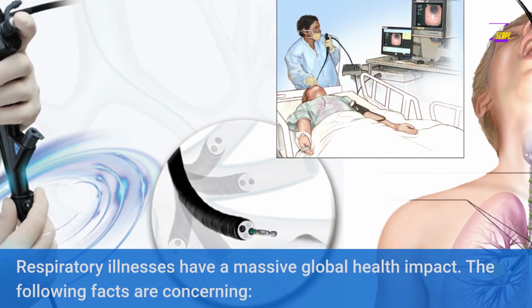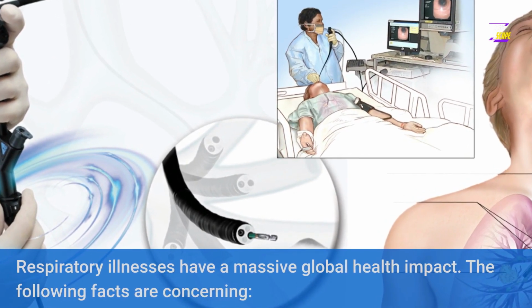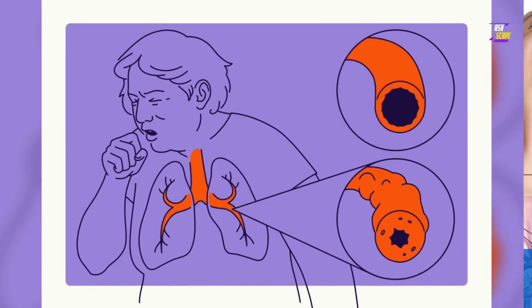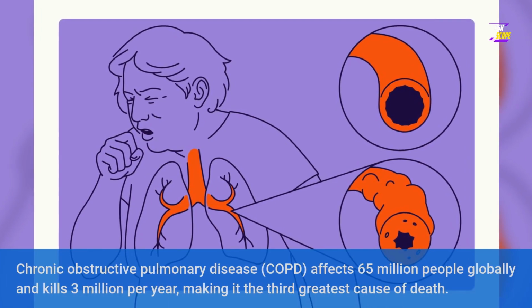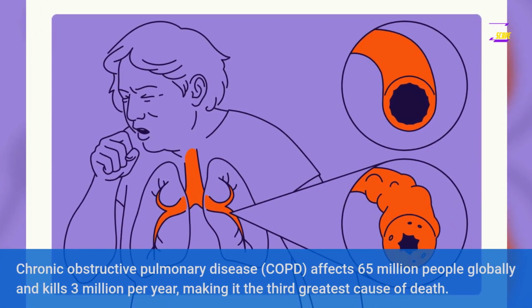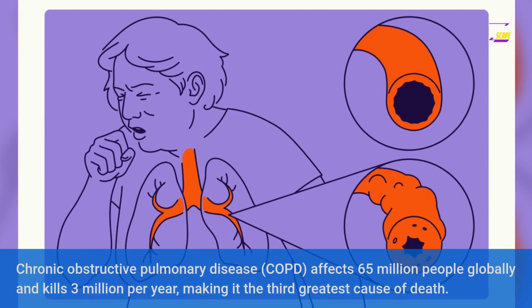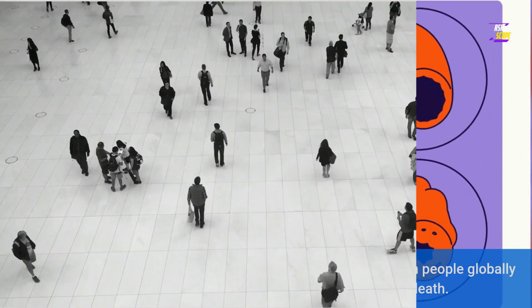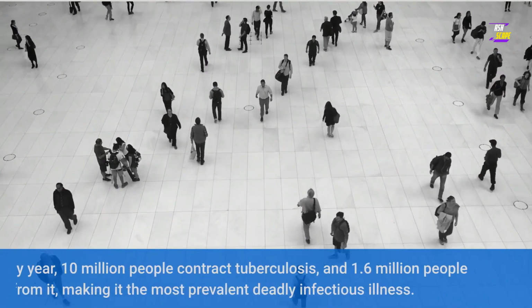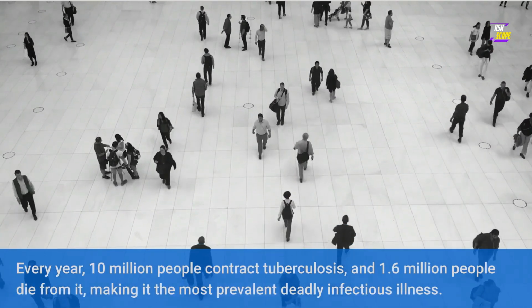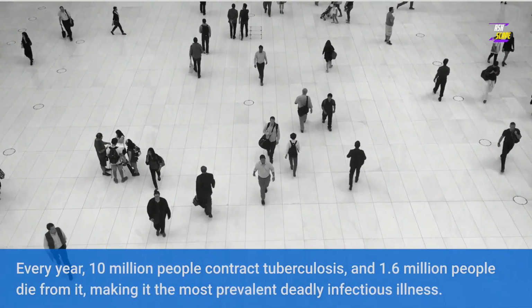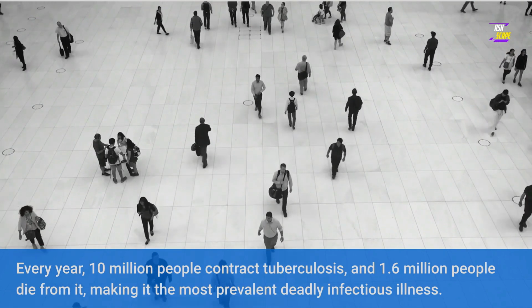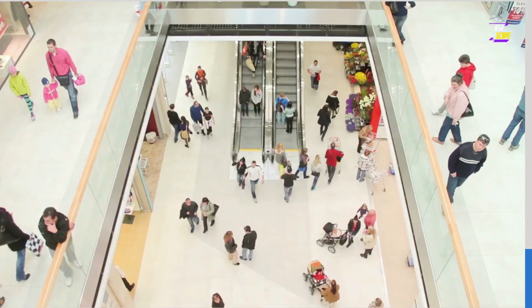Respiratory illnesses have a massive global health impact. The following facts are concerning. Chronic obstructive pulmonary disease, COPD, affects 65 million people globally and kills 3 million per year, making it the third greatest cause of death. Every year, 10 million people contract tuberculosis, and 1.6 million people die from it, making it the most prevalent deadly infectious illness.